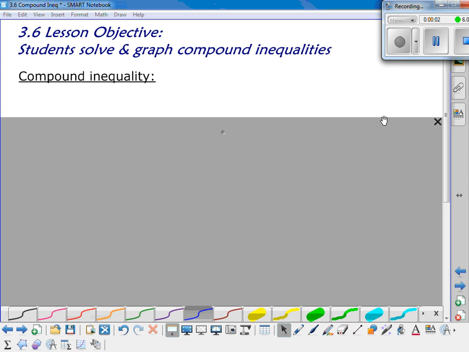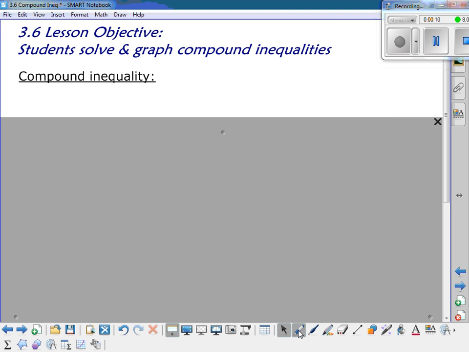All right, today's lesson objectives. Students solve and graph compound inequalities. So what is a compound inequality? Compound means there's more than one. It's two inequalities that are combined with either the word and or.